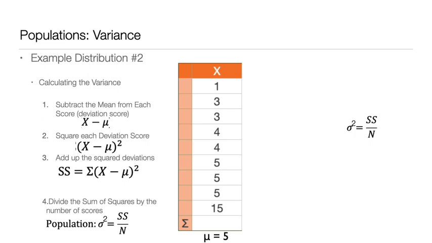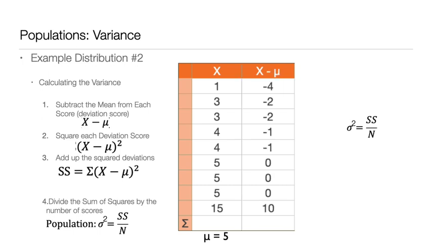We'll take each x value, each score, and we'll subtract the mean. So 1 minus 5 is negative 4, 3 minus 5 is negative 2, 3 minus 5 is negative 2, 4 minus 5 is negative 1, 5 minus 5 is 0, and 15 minus 5 is 10. If we were to add all those values together right now, we would get 0. This is why we have to do the next step, which is square those deviation scores. Again, our mean is our balance point of values. If we look at the deviation from the mean and add them all together, we get 0.